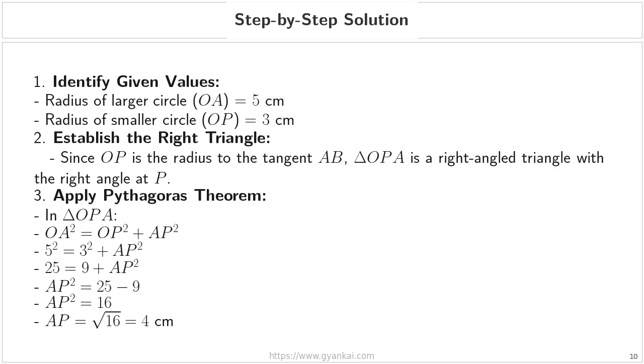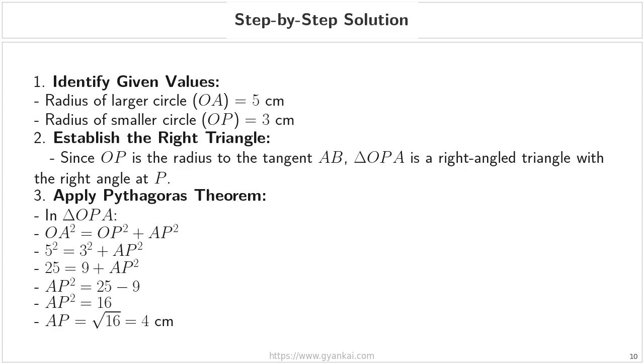Third, this right-angled triangle allows us to apply the Pythagoras theorem. Looking specifically at triangle OPA, the theorem tells us that OA² equals OP² plus AP². Plugging in our known values, we get 5² equals 3² plus AP². This simplifies to 25 equals 9 plus AP².